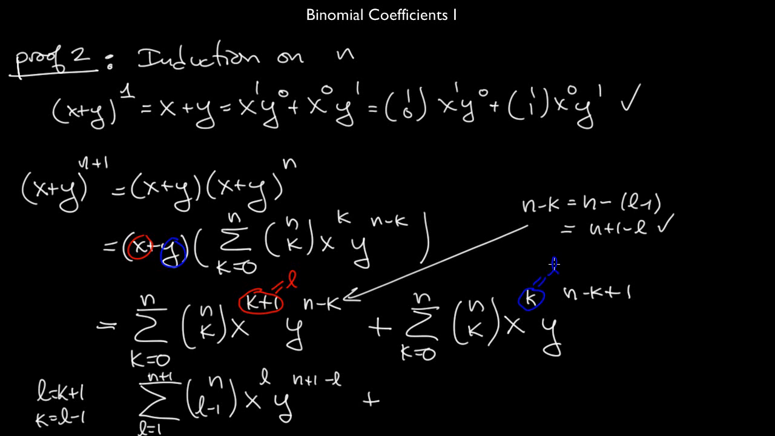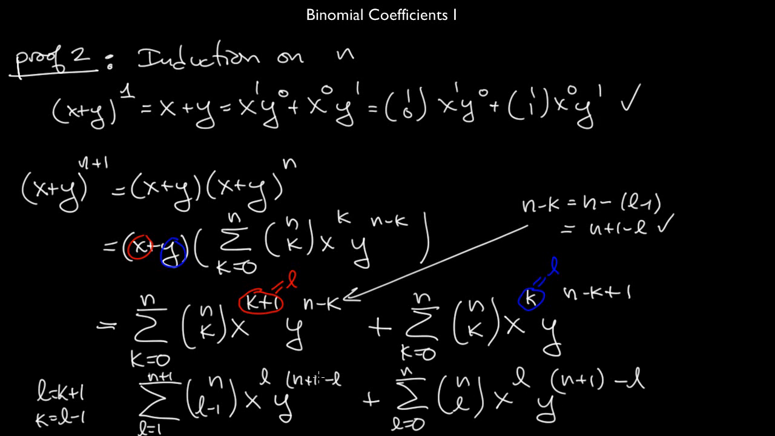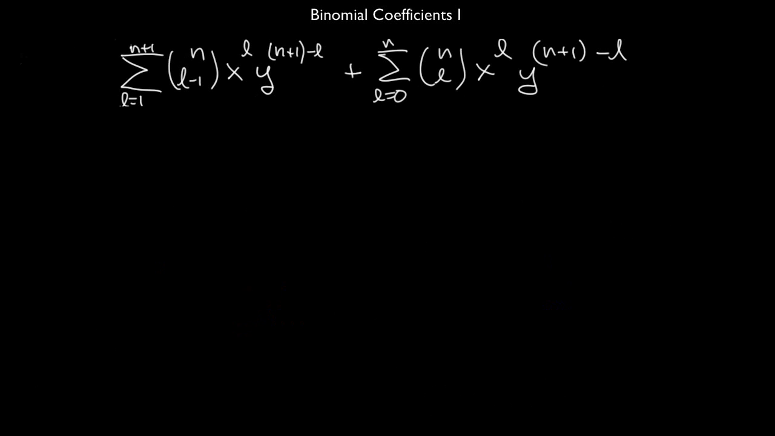Now the second term, I'm just going to rename k and call it L. I'm not really doing anything to the second term, just changing the letter so it matches the first one. And the point is that now I can match the two terms up. Notice that they both feature x to the L, y to the n plus 1 minus L.